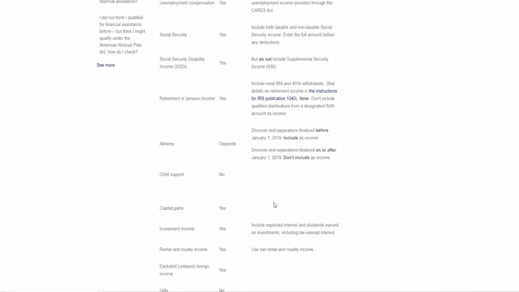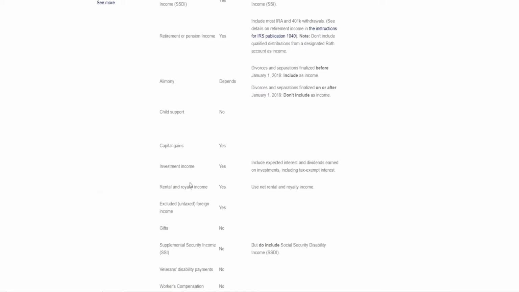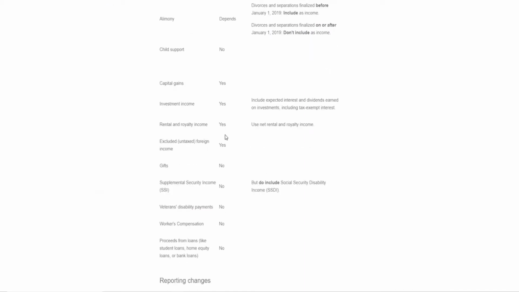Capital gains, yes. Investment income, yes. Rental and royalty income, of course, it's an income source.